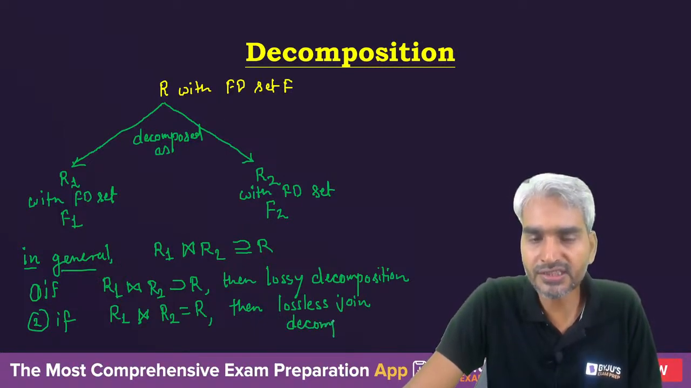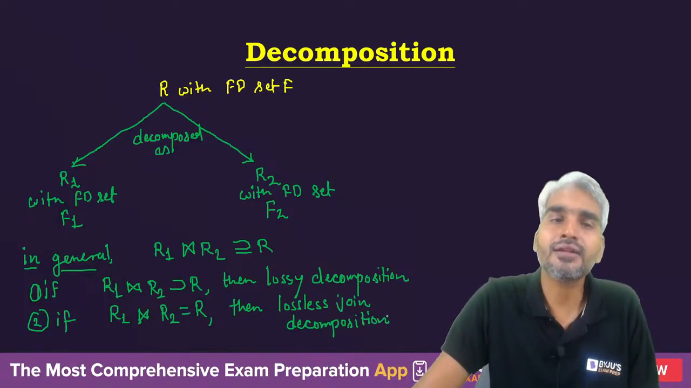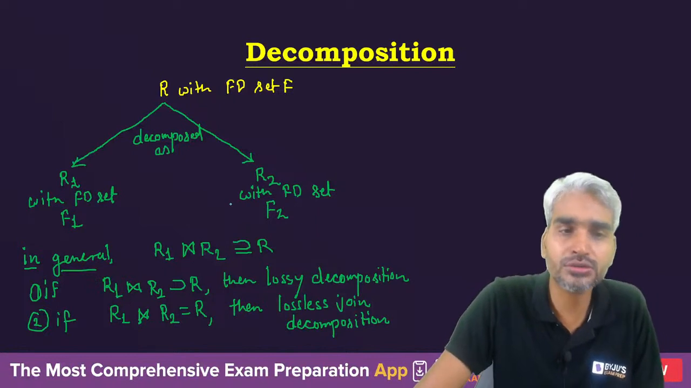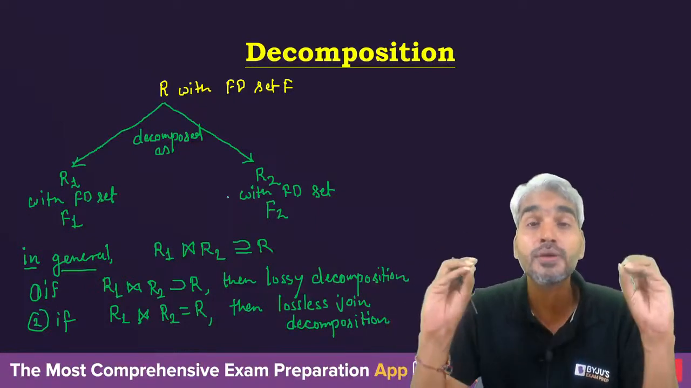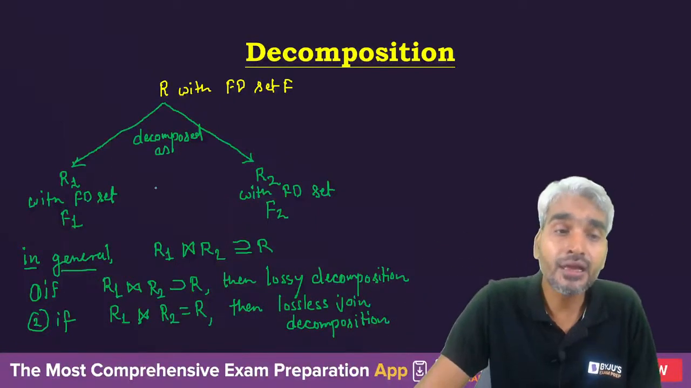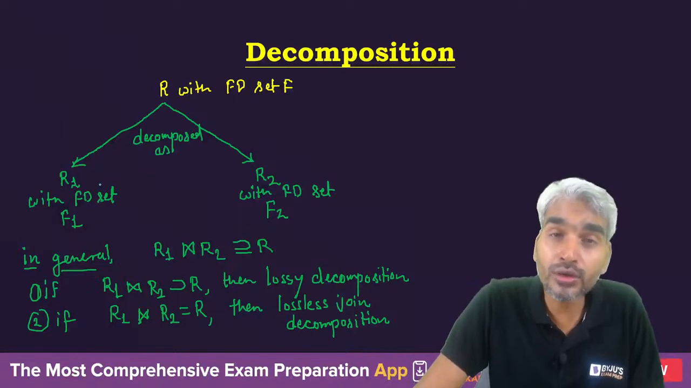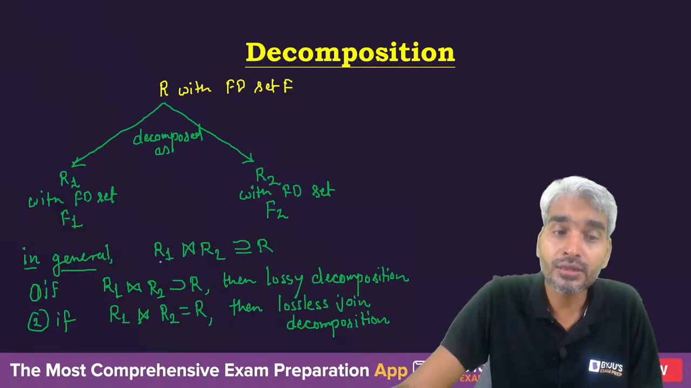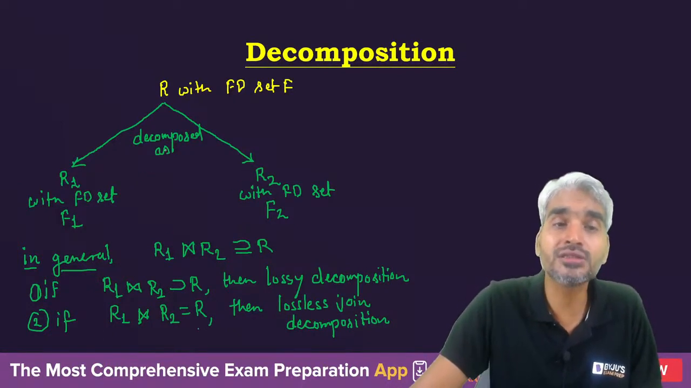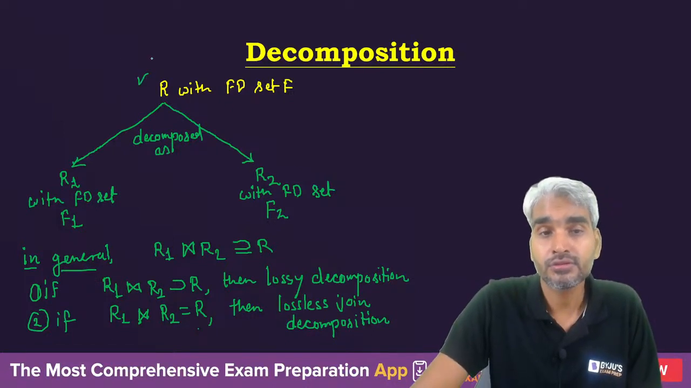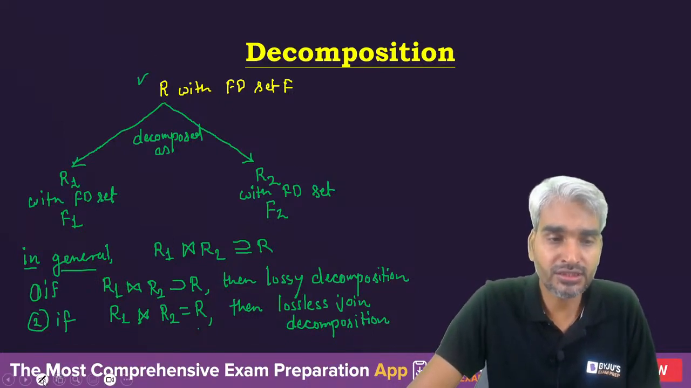So the very first thing which we need to preserve is that if we are decomposing a relation R into sub-relations, then those sub-relations should be of the type that if we join those two relations R1 and R2, then we should get exactly the original relation R. So that's one thing. What's the next thing?